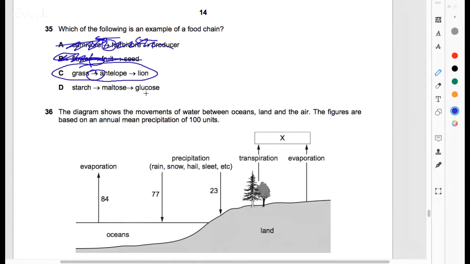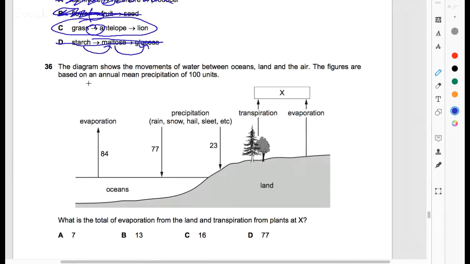Starch to maltose to glucose, this is like conversion of carbohydrates between each other, so starch being broken down into maltose, maybe by amylase and some other polysaccharide digester enzymes, and then maltose being broken down to glucose. It is a process that happens in life, but it's not a food chain.